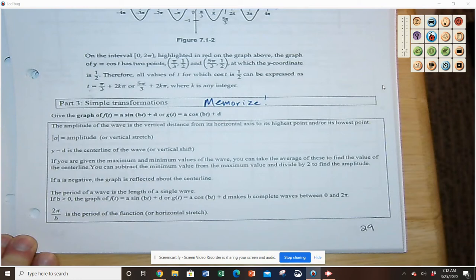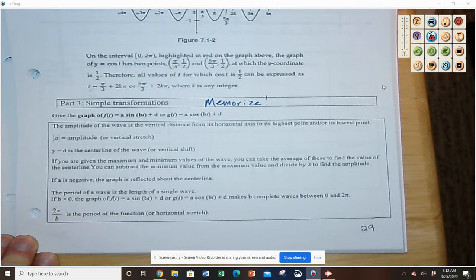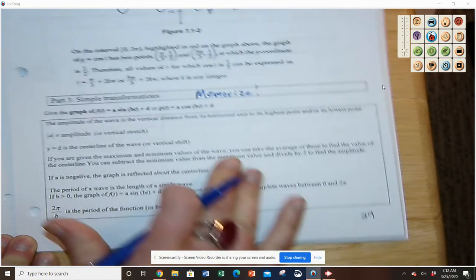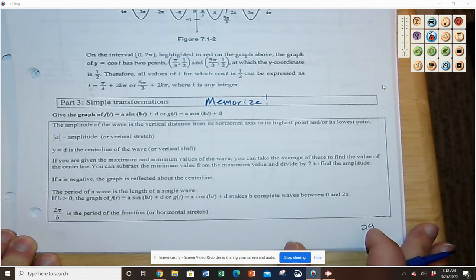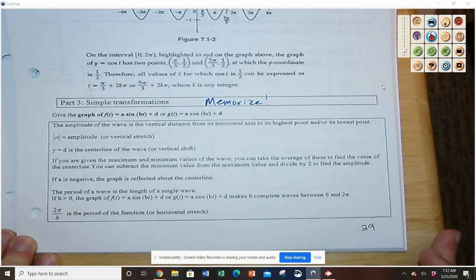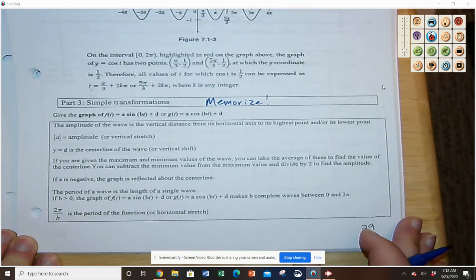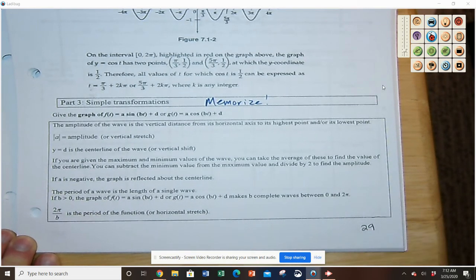Okay, you need to memorize what the parent function of the sine and cosine look like, and then these basic transformations. And some of you are really smart. You might say, A, B, D. What's up with that, Mrs. Levine? What happened to C? Well, C is going to pertain to horizontal phase shifts, and we're going to get into that next week.